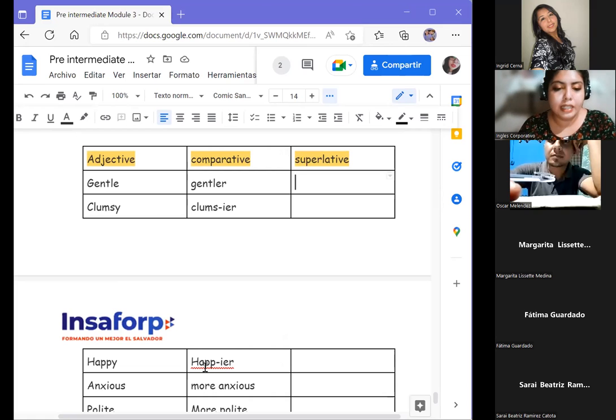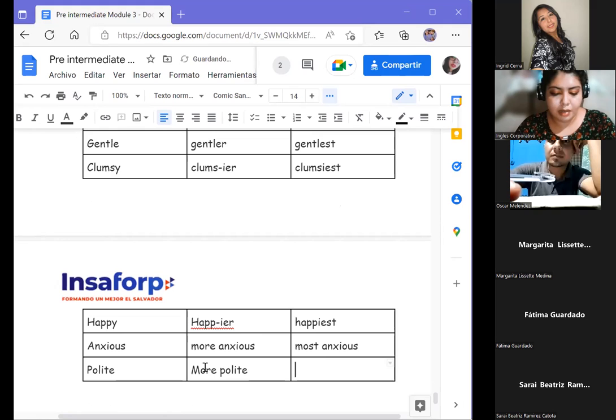Then for the superlative, we have gentlest, here clumsiest, happiest, most anxious, and most polite. So in that case, that is the construction or the examples that we have for these adjectives. So remember that when you are going to use phrases with comparative adjectives, you are going to use more. And when you are using the superlative adjective, you are going to use most.